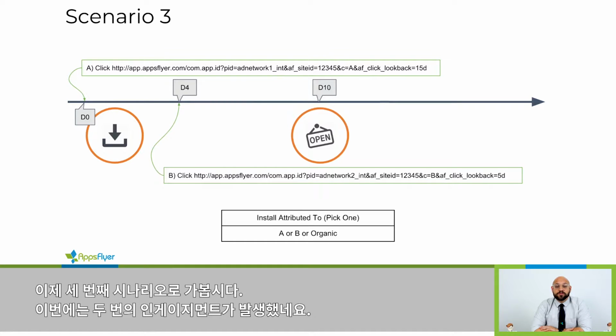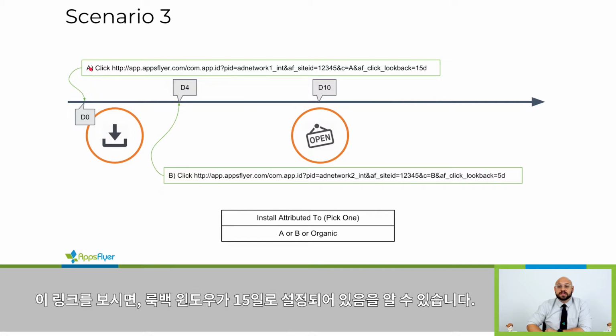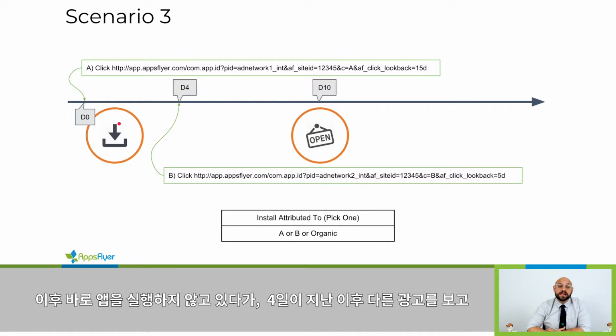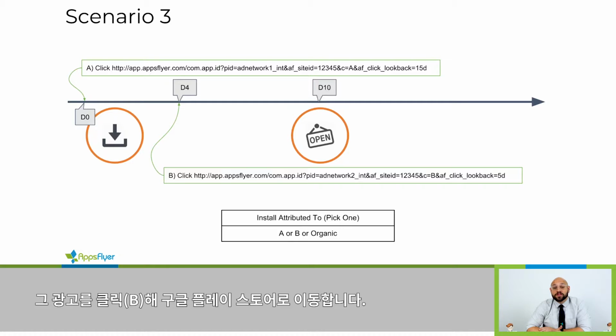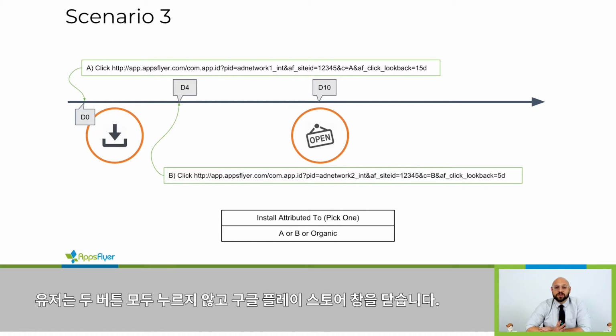Let's look at scenario number 3. In this case, you can see we actually have 2 engagements. On day 0, the user clicks engagement A, and this link has a click lookback window of 15 days. So on day 0, they click this link and have an engagement and download the app. Notice they don't launch it, and then 4 days later, they're shown another ad. They click on that ad, where they are then sent to the Google Play Store. When they look at Google Play, they see that they have the option to either uninstall or open. They do neither. They actually just close Google Play.